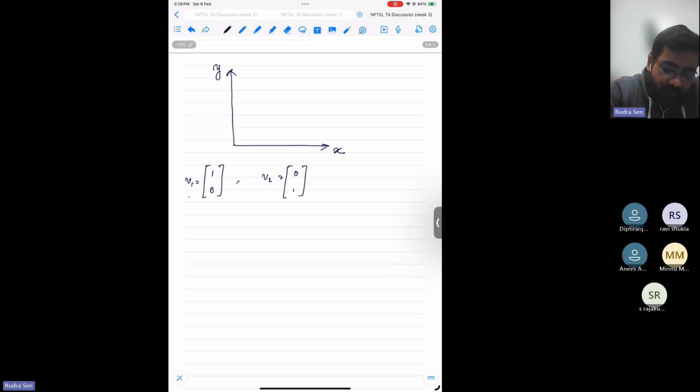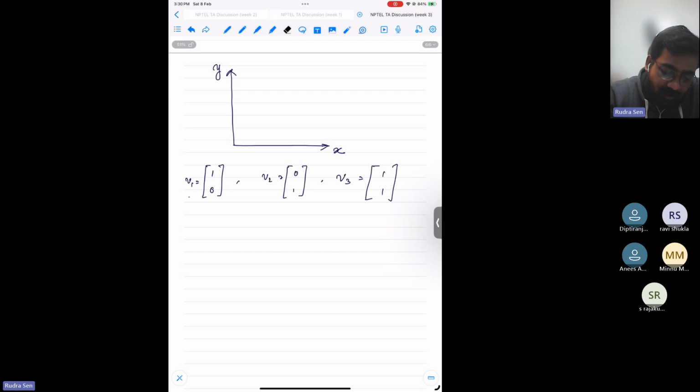But if we consider another vector V3 = (1, 1), is V3 linearly independent with V1 and V2? Definitely the answer will be no. V3 is not linearly independent with V1 and V2. We can express V3 by just adding V1 plus V2. By just doing this operation, we can express V3.